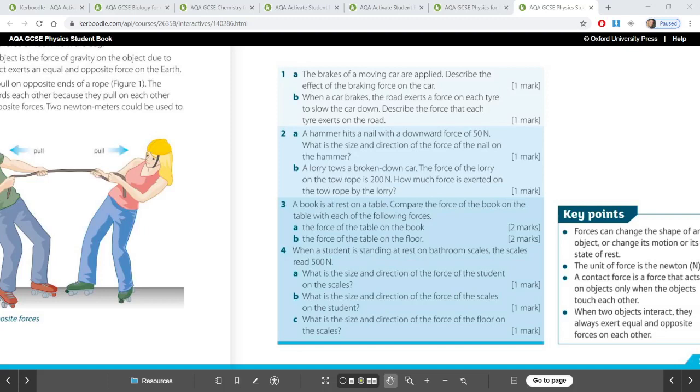Okay, folks, I'm going to talk through the answers rather than write them down for you. So the brakes of a moving car are applied. Describe the effect of the braking force on the car. The braking force is going to slow the car down.